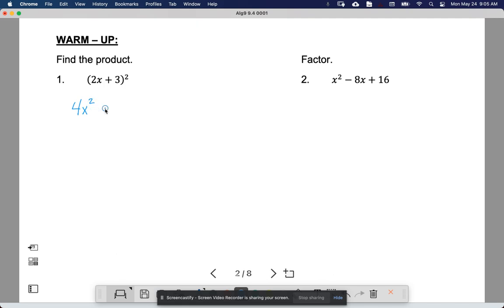4x squared. Signs are positive, so we're going to have a positive. Multiply these two together. So 3 times 2 is 6x. And then you take that 6x and you multiply it by 2 because there's two of them. And you'd get that if you foiled. So 6x times 2 is 12x. And then take the 3 and square it. So 3 squared is 9.